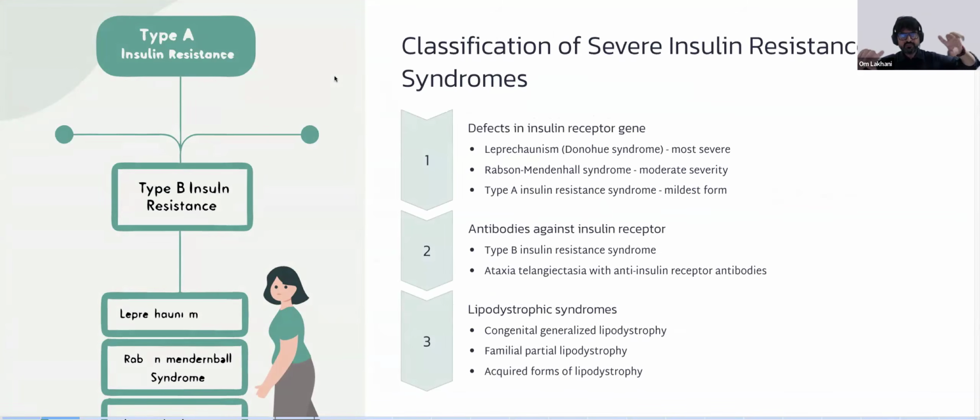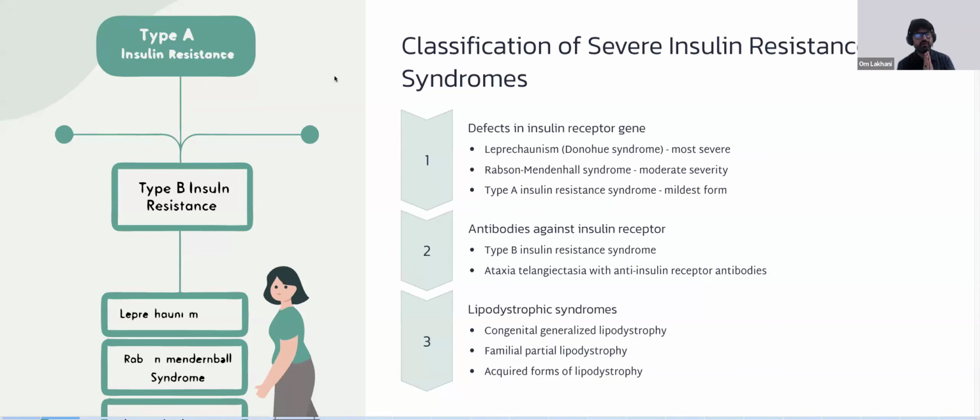Now, broadly, you categorize insulin resistant syndromes into 3 categories, right? One is defects in the insulin receptor gene. Second is having antibodies against the insulin receptor. And third is lipodystrophic syndrome. So these are the 3 categories in which you categorize patients with insulin resistance syndromes. Okay, now, first let's take problems with the insulin receptor gene.